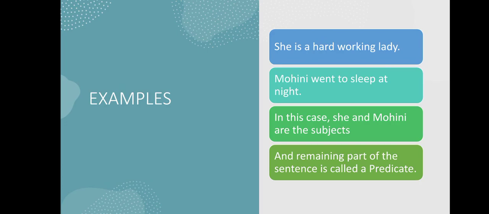Who went to sleep at night? Mohini. So Mohini is the subject, went is the verb, and went to sleep at night is the predicate; went is the verb, to sleep at night is the object. Here you can see Mohini is a noun, the name of a person, and she is a pronoun which replaces a noun. So we already discussed that the subjects can be both nouns and pronouns.